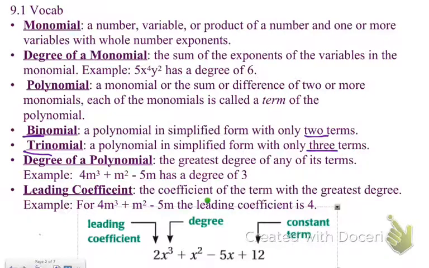So the leading coefficient is the coefficient of the term with the greatest degree. For example, 4m cubed plus m squared minus 5m, the leading coefficient is 4. So remember, 4 and negative 5 are both coefficients because they're next to the variable. And m squared would have a coefficient of 1, but that first number is the leading coefficient. And in this last example I have down here, 2x cubed plus x squared minus 5x plus 12, 12 does not have a variable next to it, and remember we call that a constant term.